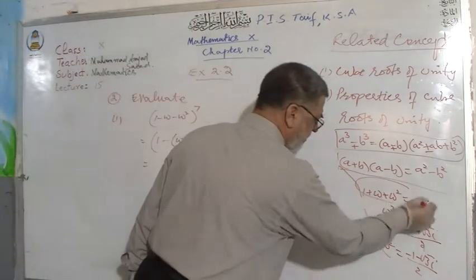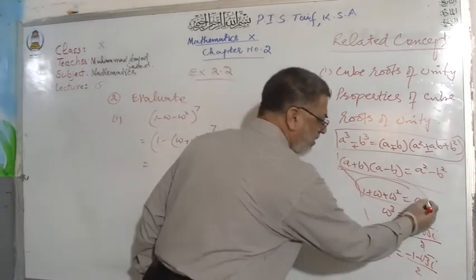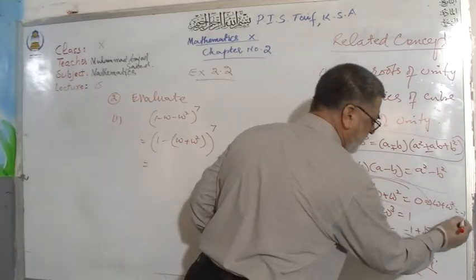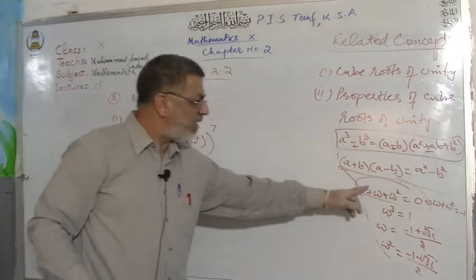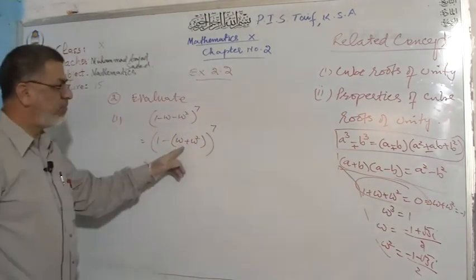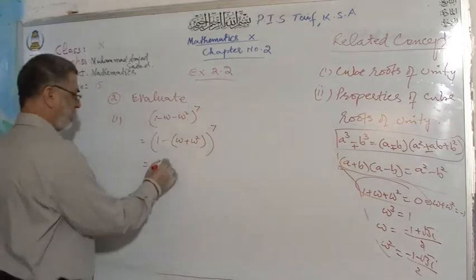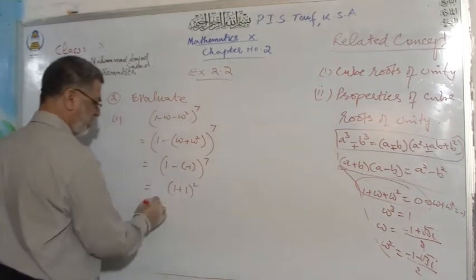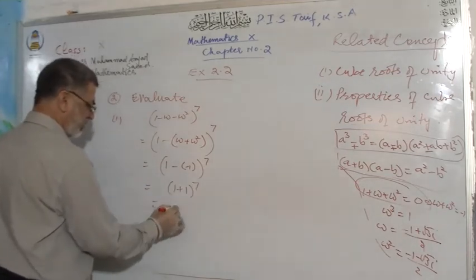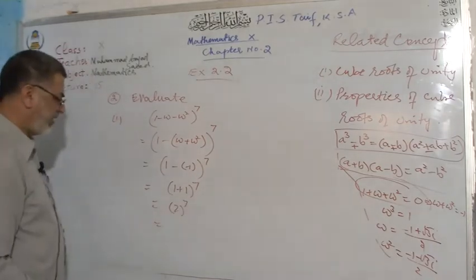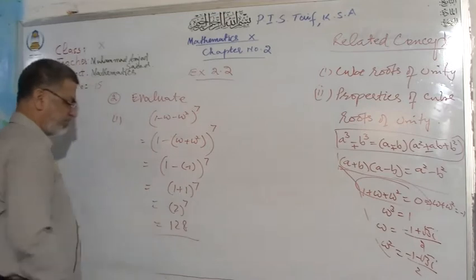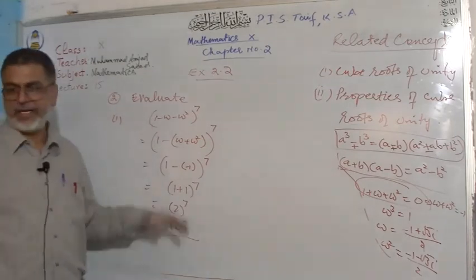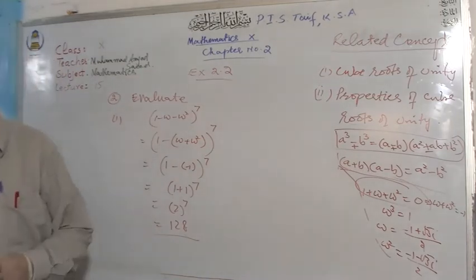From this result, omega plus omega square, bring this 1 on the other side, it will be minus 1. So instead of omega plus omega square, you can apply the value that is minus 1. 1 plus 1 power 7, 2 power 7, and that will be 128, I think. So this is your answer. This is the way how to simplify your question.